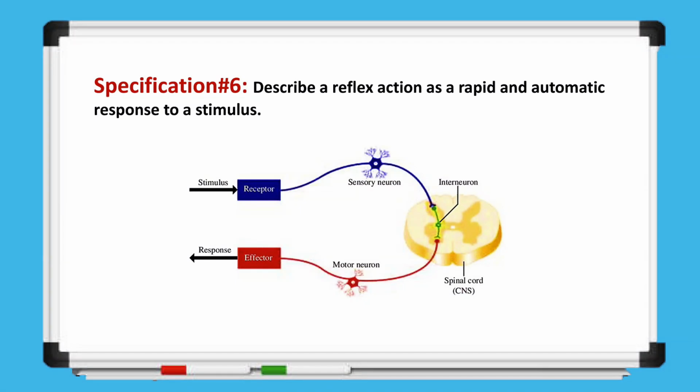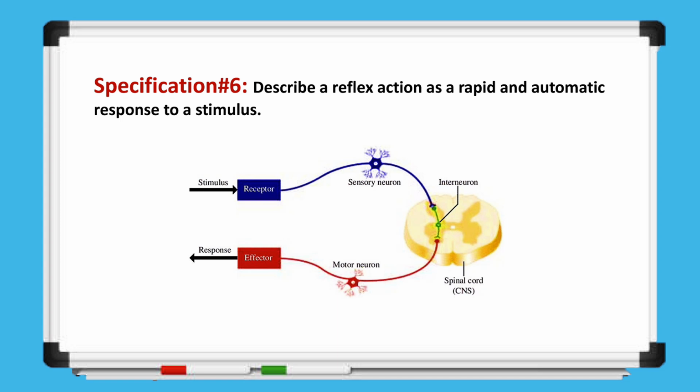Next, we move to specification number 6, which requires us to describe a reflex action as a quick and automatic response to a stimulus. In this process, a stimulus first occurs and is detected by a receptor. The receptor then generates an electrical impulse that travels through a sensory neuron to the spinal cord, which is part of the central nervous system.